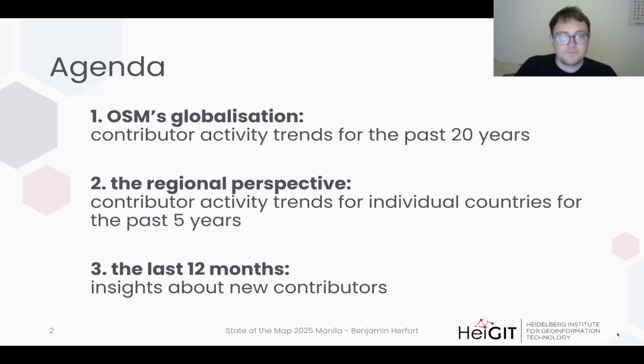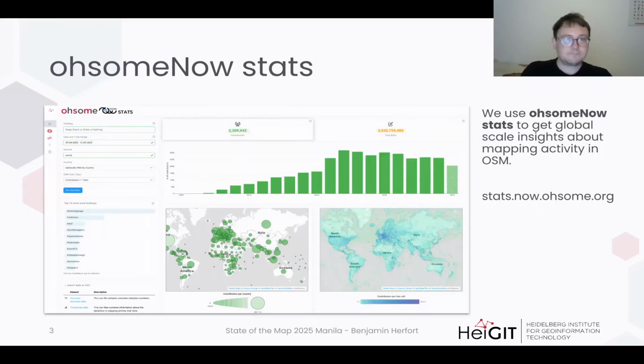For doing so, I will look into three different things. So first we look into OSM's globalization, contributor activity trends for the past 20 years. So that's really the long time span. Then we will look at regional perspective. So what activity do we see for individual countries for the past 5 years? Then we will look at a more recent time frame of the last 12 months with a focus on new contributors. For our talk or analysis, we will use Awesome Now Stats.